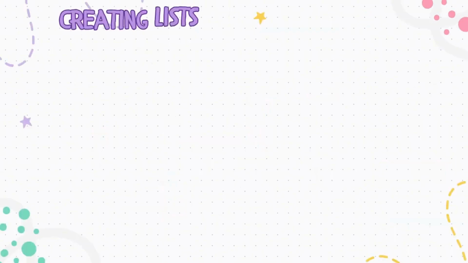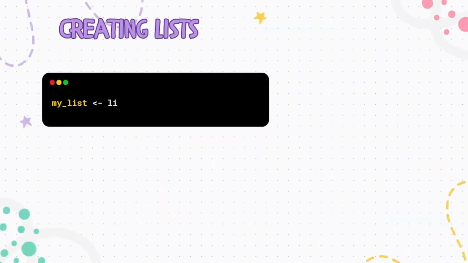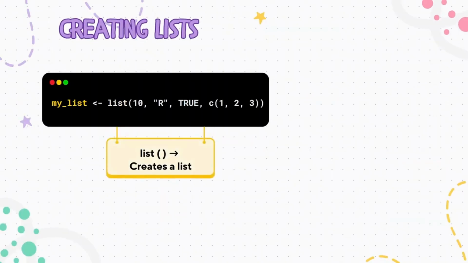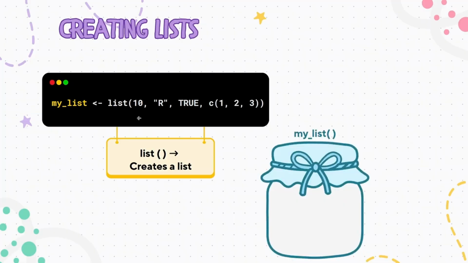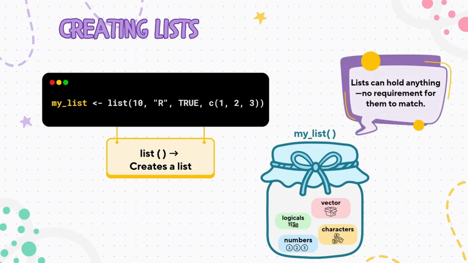So now that you have a basic idea about what lists are, let's see how we can create a list. Well, inside R, you can create a list with the help of the list function. So the function list and then the list of values that you want to create a list with inside the parentheses creates a list. Here we have created a list with the list function, and inside it we put a number and a character value, then a true or false value which is a logical value, and a vector of 1, 2 and 3 as well. Notice that we don't have any requirements for them to match, and that is what makes lists extremely powerful.